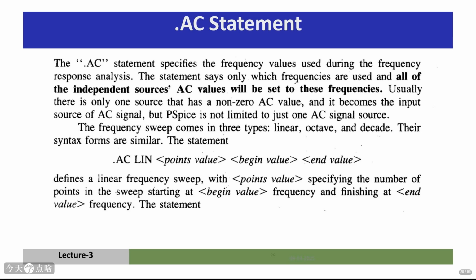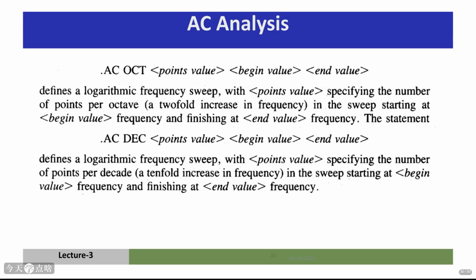For a linear sweep, you specify the number of points, the start frequency, and the end frequency. For example, .AC LIN 100 100Hz 10kHz would sweep 100 points from 100 Hz to 10 kHz in a straight line. This is useful for narrow frequency ranges. The syntax is similar for other sweep types. For wider frequency ranges, especially common in RF and audio, logarithmic sweeps are often preferred.